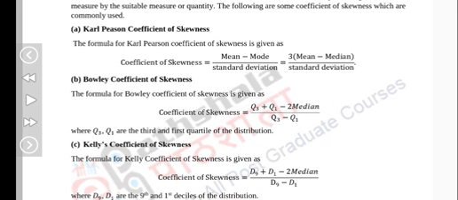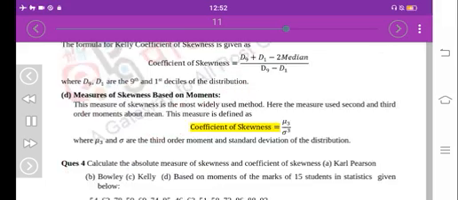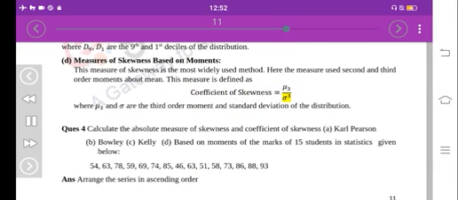D. Measures of skewness based on moments. This measure of skewness is the most widely used method. Here the measure uses second and third order moments about the mean. This measure is defined as coefficient of skewness equals mu3 by sigma cubed, where mu3 and sigma are the third order moment and standard deviation of the distribution.